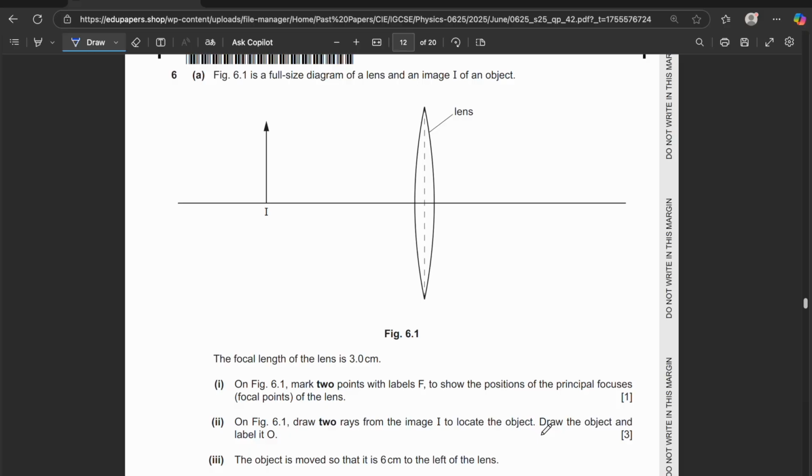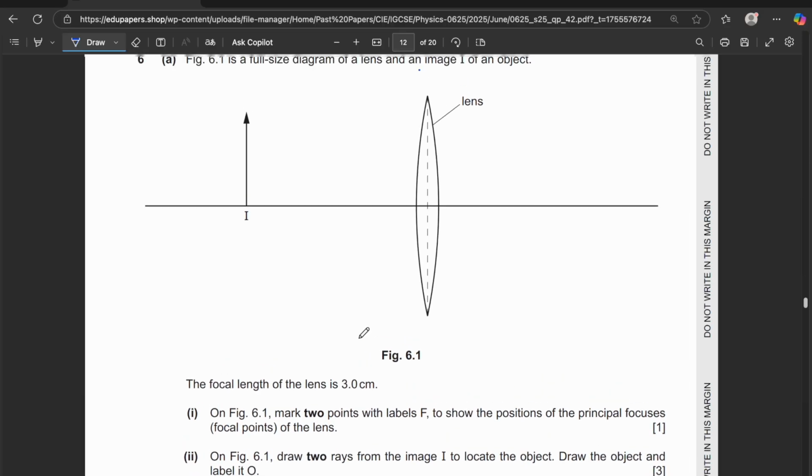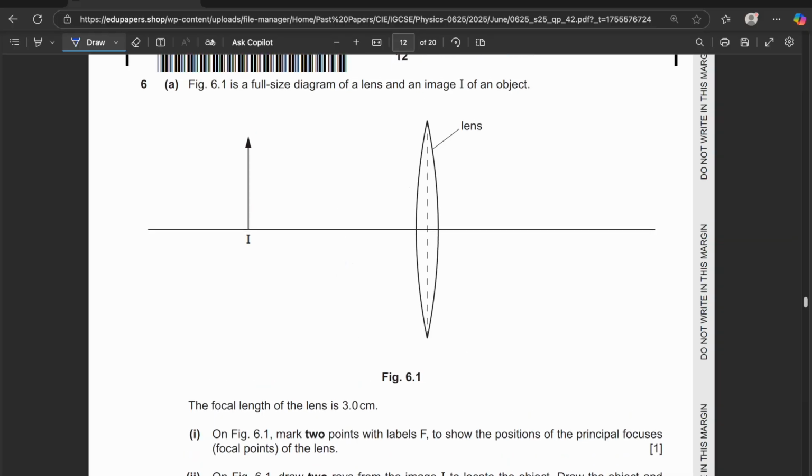6.8. Figure 6.1 is a full-size diagram of a lens and an image of an object. The focal length of the lens is 3 centimeters. On figure 6.1, mark 2 points with labels F to show the position of the principal focuses of the lens. So focal length means the distance between focus and the center of lens. So you can use your ruler to estimate the distance. It will be about here.